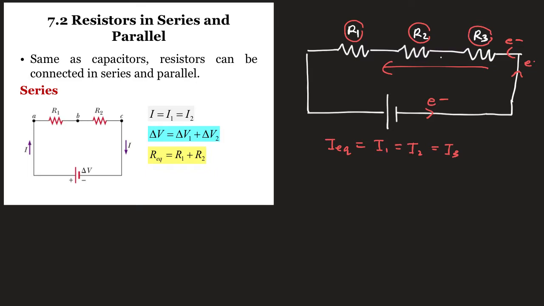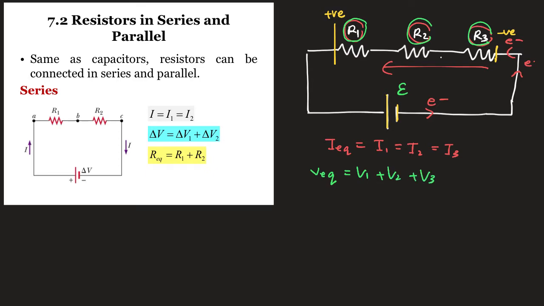And how about potential difference? This side is positive, which means that we are going to connect it with the positive terminal, and this one is negative, so we connect it with the negative terminal of the battery. Therefore, the voltage at R1, the voltage at R2 and the voltage at R3 in combination will be equal to the EMF of the battery. So you can state here that V equivalent, which is the EMF of the battery, will be equal to V1 plus V2 plus V3.